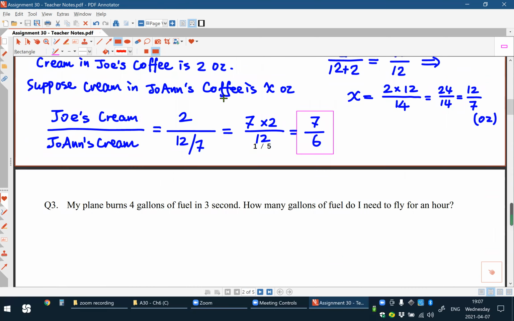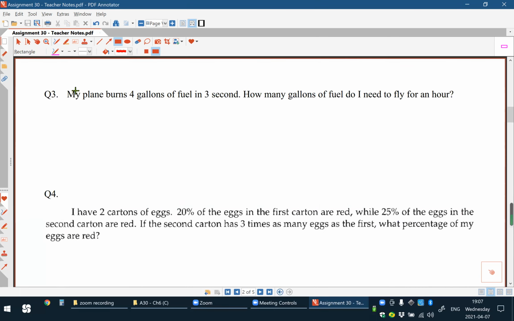No? Okay, let's see the next one. Question 3. My plane burns 4 gallons of fuel in 3 seconds. How many gallons of fuel do I need to fly for an hour? Okay, so first of all, we need to find the efficiency of the fuel, right? 4 gallons in 3 seconds.